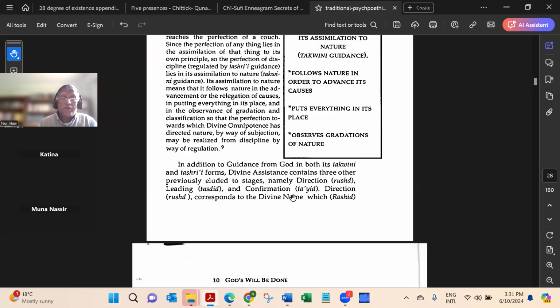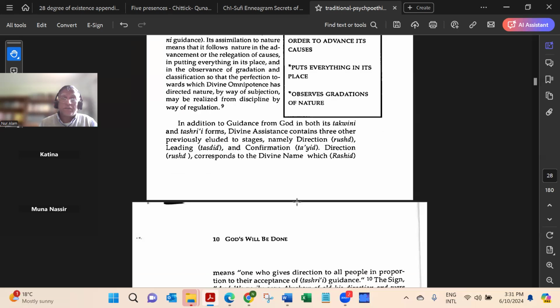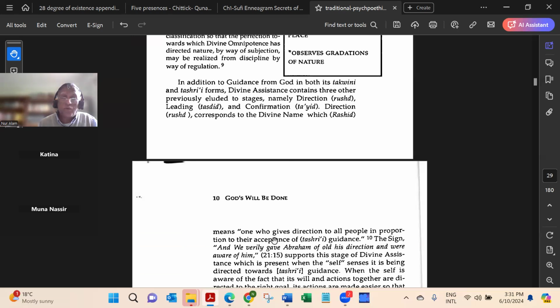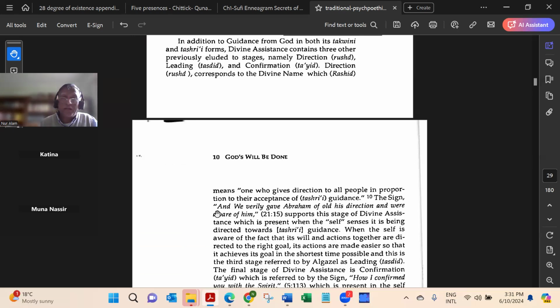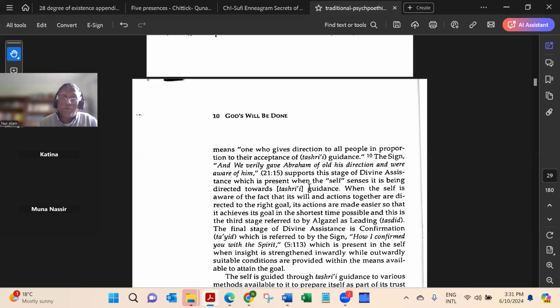And in addition to guidance from God in both its Takwini and Tashri'i forms, divine assistance contains three other previously alluded to stages, namely direction, rushd, leading, tasdeed, and the confirmation, ta'id. Direction, rushd, corresponds to the divine name Rashid, which means one who gives direction to all people in proportion to their acceptance, Tashri'i guidance, and then the sign: "And we verily gave Abraham of old his direction, and we are aware of him." And then tasdeed supports this stage of divine assistance, which is present when the self senses it is being directed towards Tashri'i guidance.